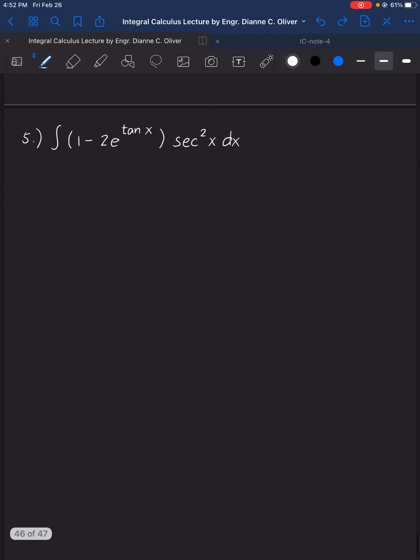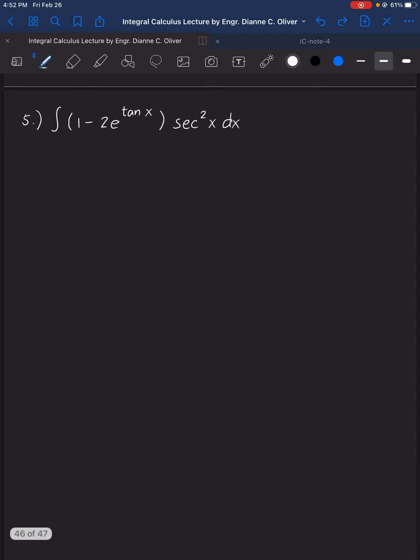And last, number 5. For number 5, we have integral of 1 minus 2e raised to tangent x, then secant x squared dx. So, let's try to have u is equal to 1 minus 2e raised to tangent x. So, if we satisfy here the formula, the pattern for the power, then we can solve it using the power formula. So du is equal to 0 minus 2e raised to tangent x.